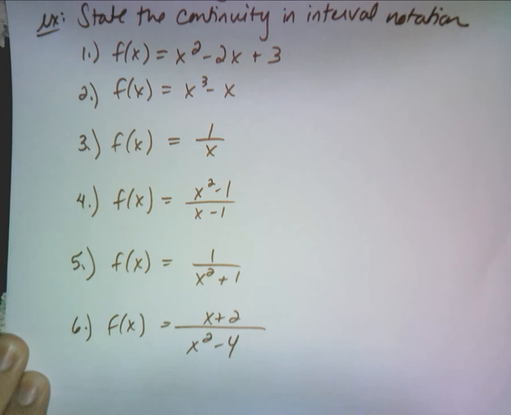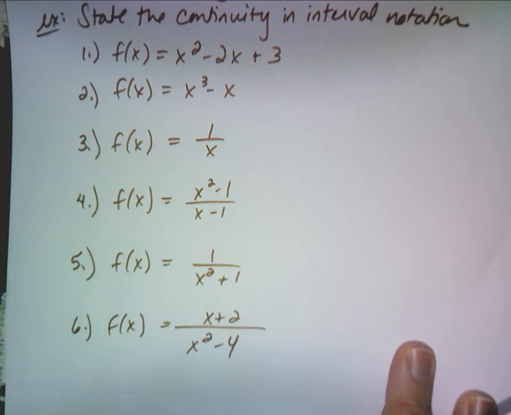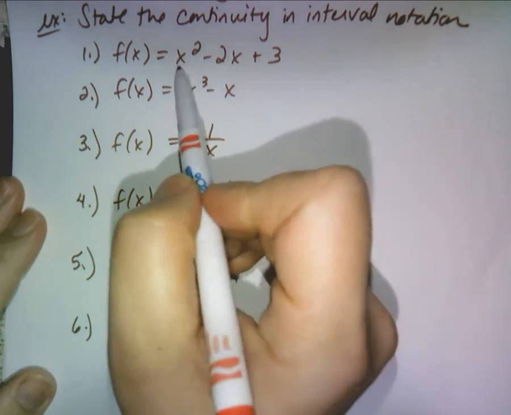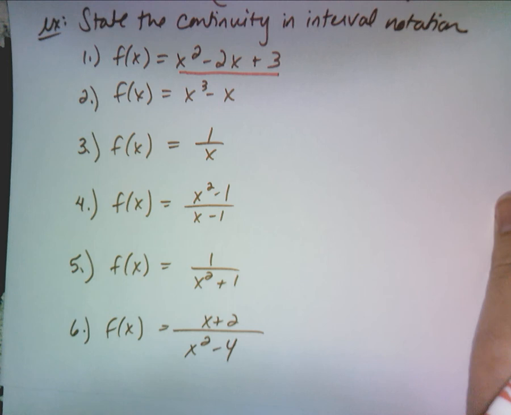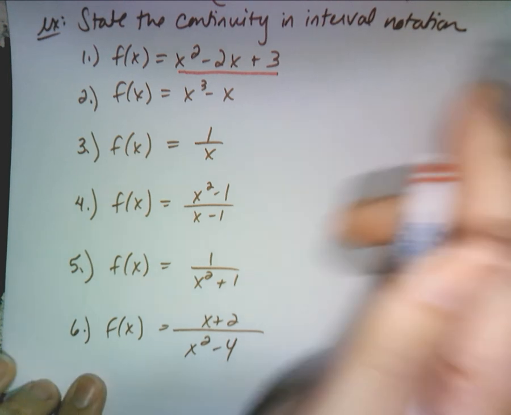So here's some examples of what you've been doing tonight. It's really quite algebraic and it's nothing too difficult to be familiar with. All right, so look at this one right here, x squared minus 2x plus 3. Where's that continuous? Everywhere. It's a polynomial. What about x cubed minus x?